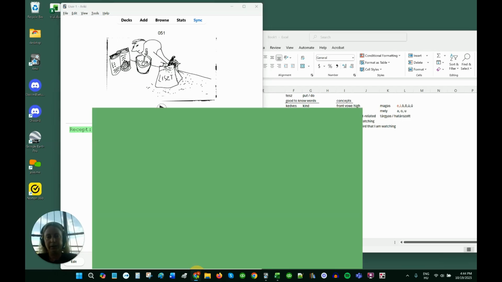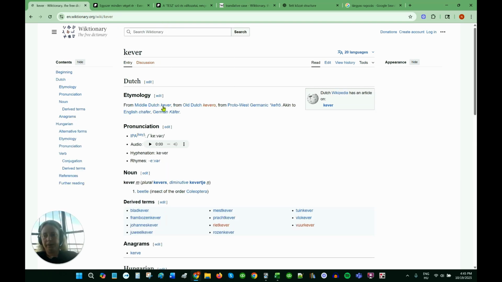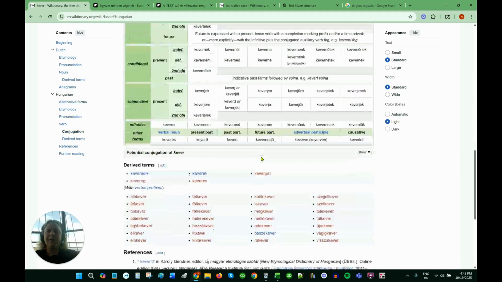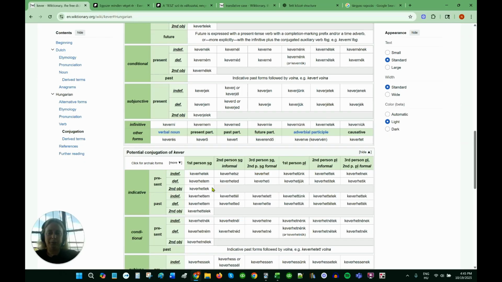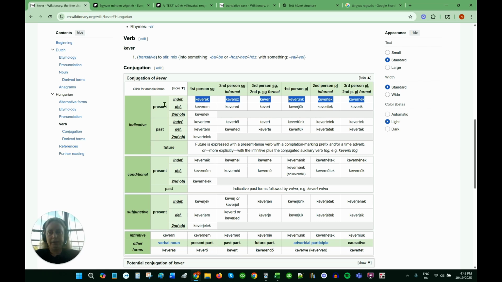And let's just go and look at how it's shown in the dictionary. So let's look at kever, to mix, Hungarian. Okay, notice that every verb also has the potential where they just stick the suffix het in the middle of it all, just in case you couldn't figure it out. So kever has an indefinite. It's the top line here, okay? And so it's I mix, you mix, he, she, it mixes, we mix, you all mix, and they mix.